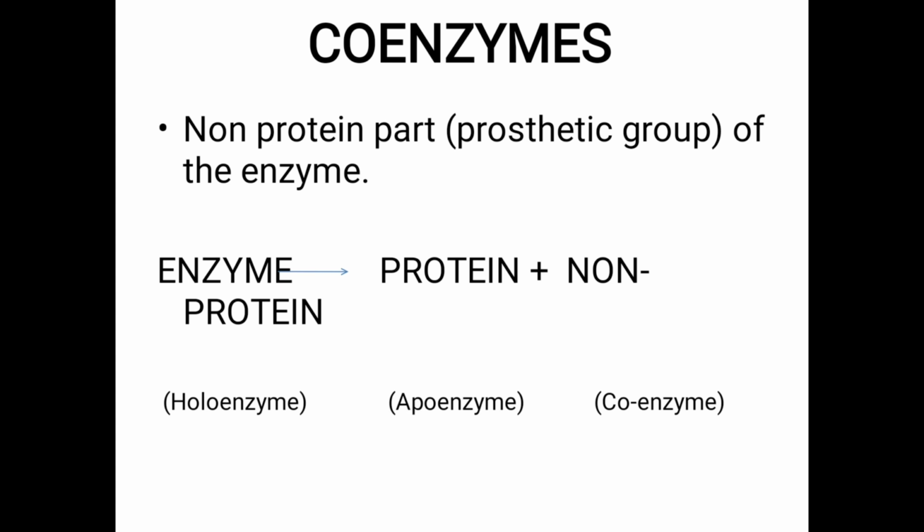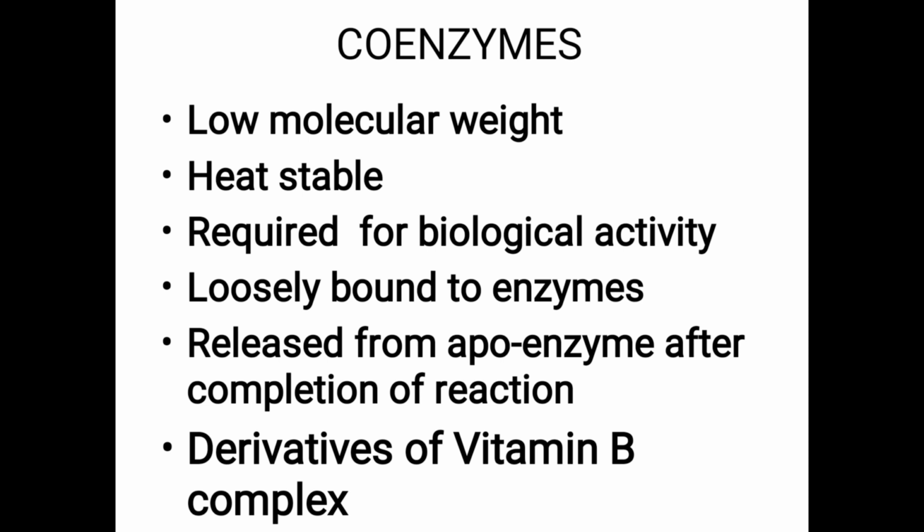The protein part of the enzyme is called apoenzyme. The non-protein part of the enzyme is called coenzyme. So the non-protein part, that is the prosthetic group of the enzyme, is called coenzyme. What are coenzymes? Non-protein parts of the enzymes are called coenzymes. They have lower molecular weight and are heat stable.